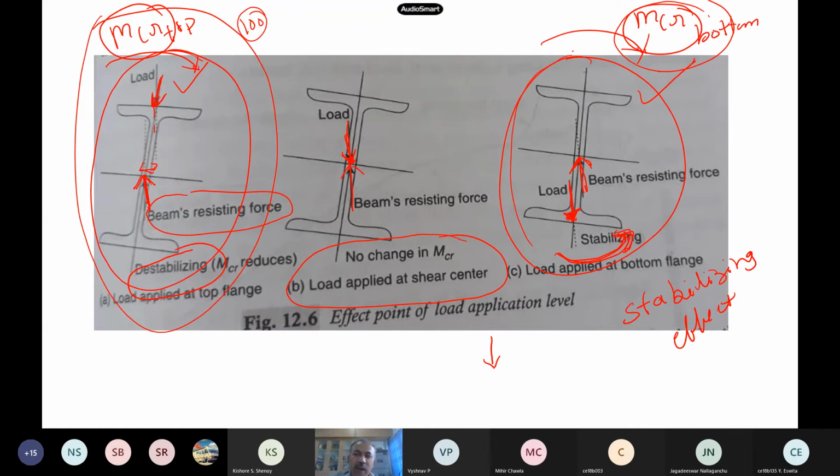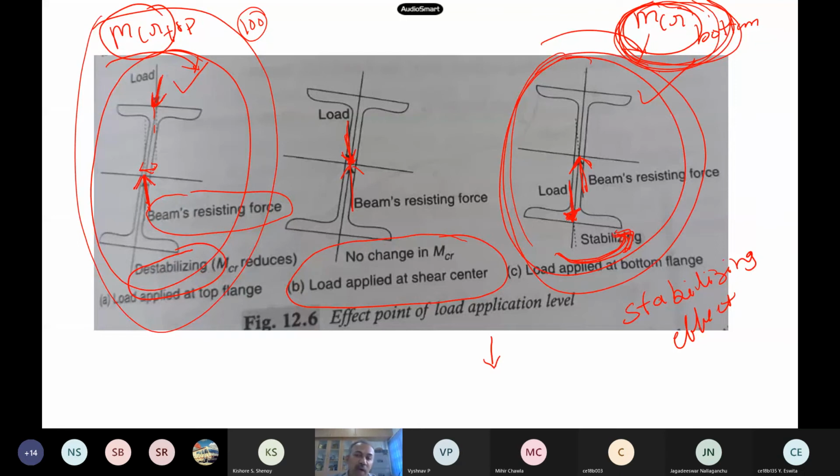No. So in this case, what happens? Just now you told it is a stabilizing kind of thing. So how much bending moment should be higher or smaller than this one, top or bottom? It will be lower than this. So this is a thing, and I want to make lateral torsional buckling happen for this case.